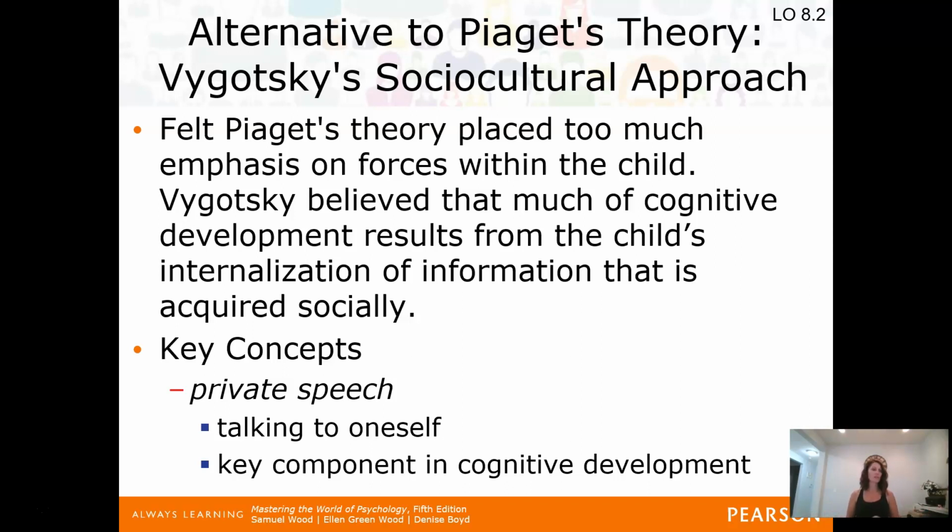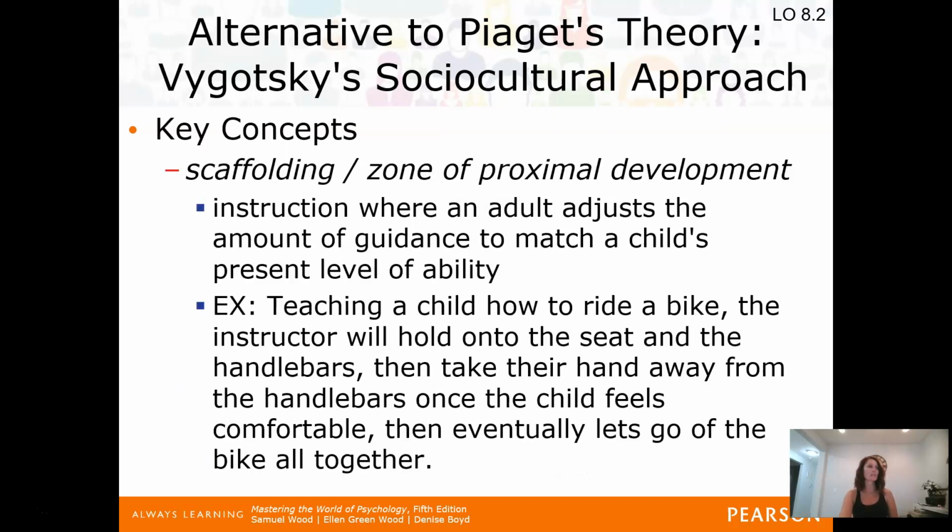So key concepts: private speech, talking to oneself, is a key component in cognitive development. With Vygotsky, he believed in scaffolding and the zone of proximal development. This is instruction where the adult adjusts the amount of guidance to match the child's present level of ability. So this is like riding a bicycle.